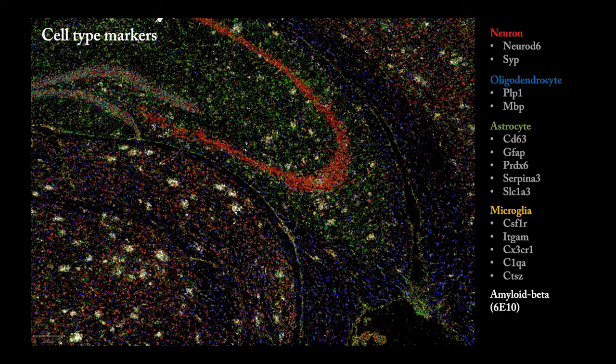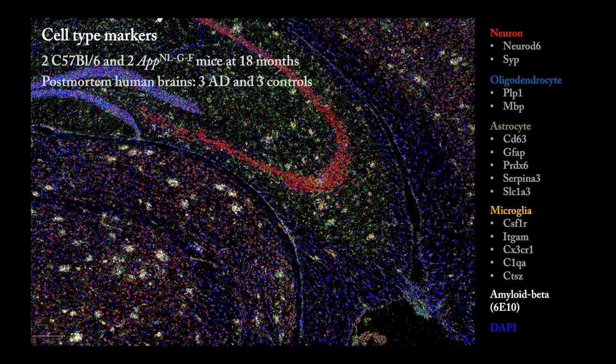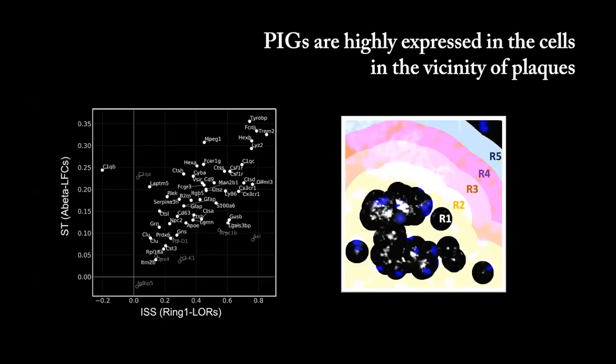By this practice, combined with the 57 peaks, we can understand which cell type expresses each peak and whether that is close to or far away from the plaque. We did this on 2 wild type and 2 AD mouse brains at 18 months of age, and also partially validated the result on the human brain. We are very happy to see that the orthogonal technology gives us a highly correlated result.